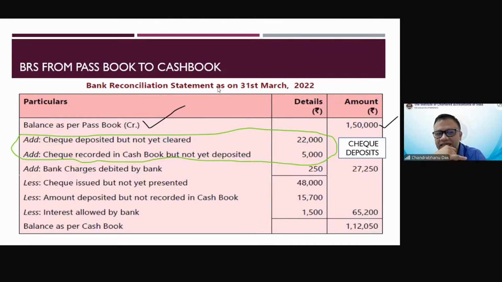Since it is not tallying, you are starting from the balance as per passbook to arrive at the balance as per cash book. That means you are saying that my passbook balance would have been 1,12,050 credit balance if these differences had been sorted out. So you are showing this cause of difference. I hope, Gauri, it is clear.